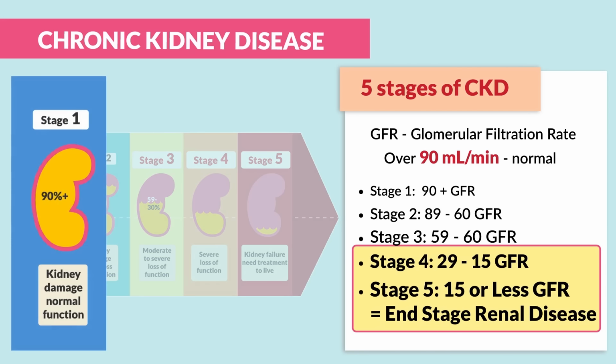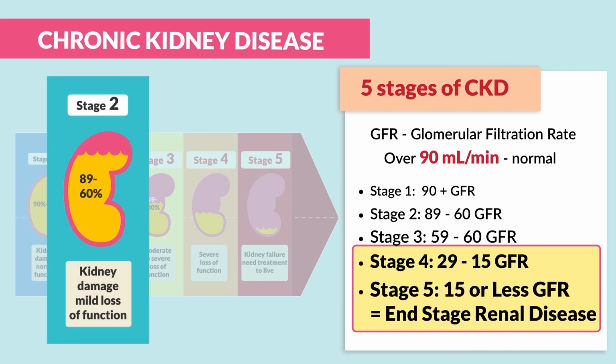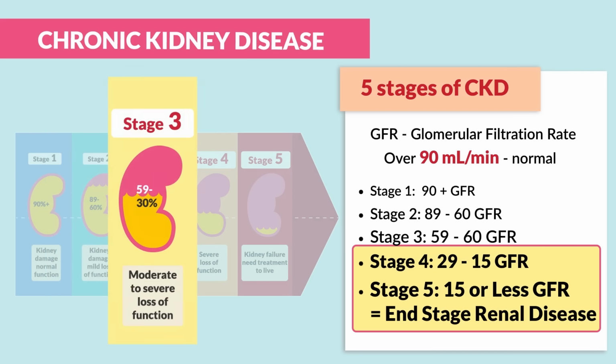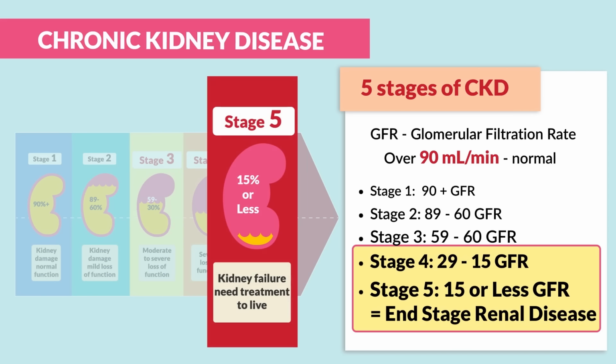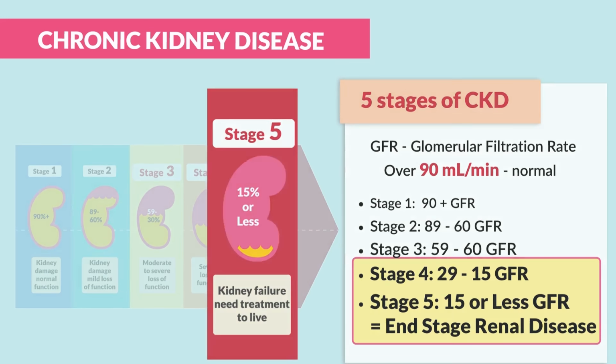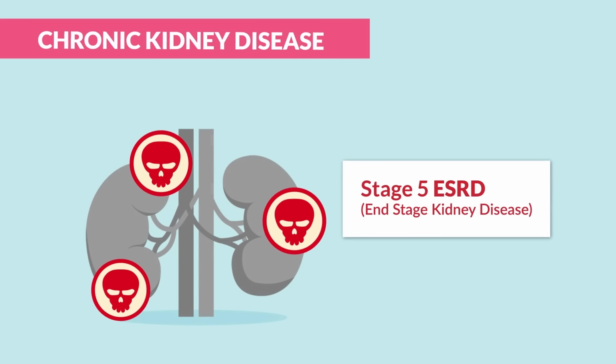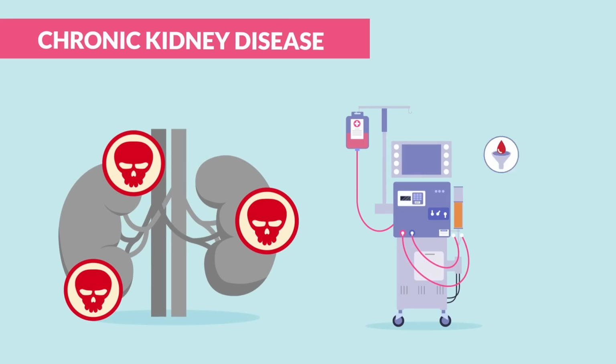Here the kidneys are failing, basically failing to filter the blood with this low glomerular filtration rate, that low GFR. So stage 4, we have 29 to 15 GFR, and stage 5, this is the worst, 15 or less GFR. This is considered end-stage renal disease. Now, the kidneys are basically dead in this stage. There's no way to bring the kidneys back to life, so we typically have to do a kidney transplant and put our patients on dialysis in the meantime.